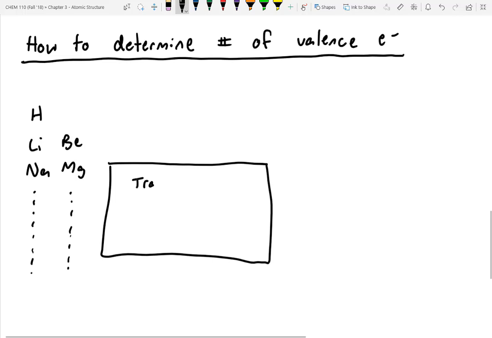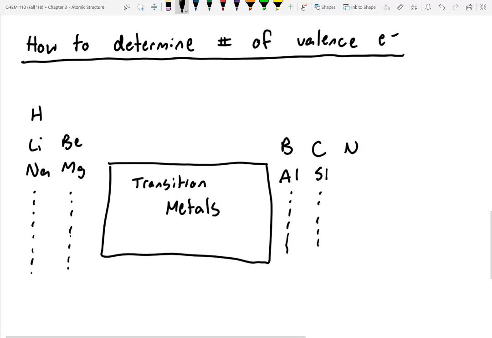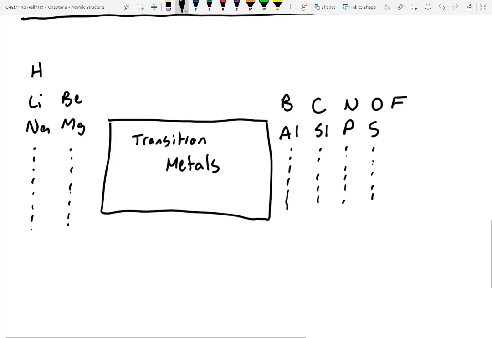These are transition metals. And then over here, we have boron and aluminum, keeps on going down. Carbon and silicon, keeps on going down. Nitrogen and phosphorus, keeps on going down. Oxygen and sulfur. The column keeps going down. We'll do fluorine and chlorine, keeps on going down. And then helium, neon, and argon in that last column. So this is my simplified periodic table.